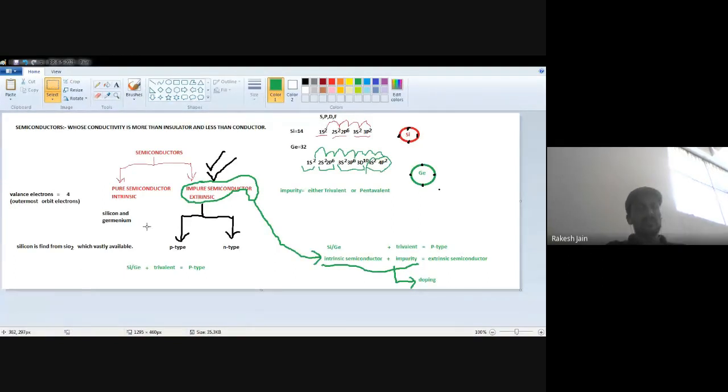Okay, and what is N-type? Similar to this, an N-type semiconductor is that in which silicon or germanium, that is intrinsic semiconductor, is doped with a pentavalent impurity instead of trivalent. Here now the impurity is pentavalent.